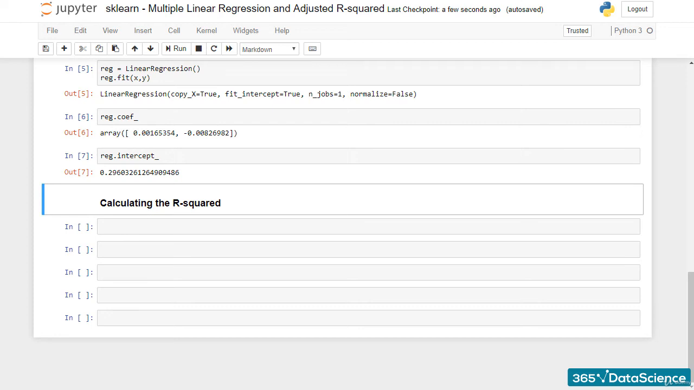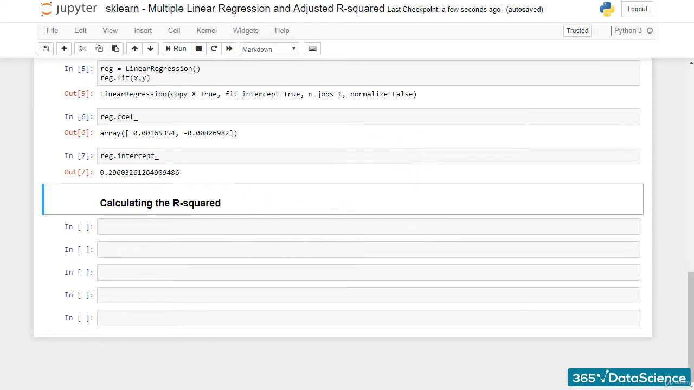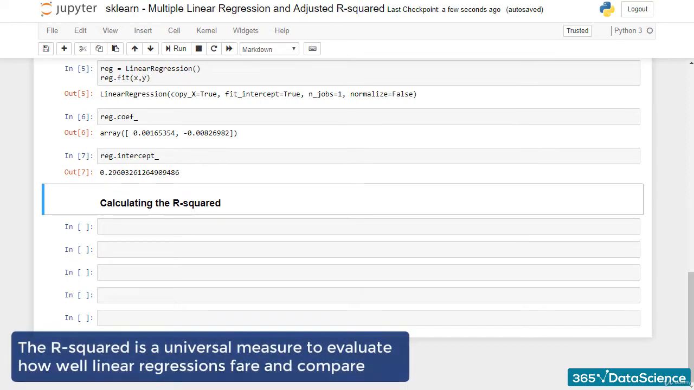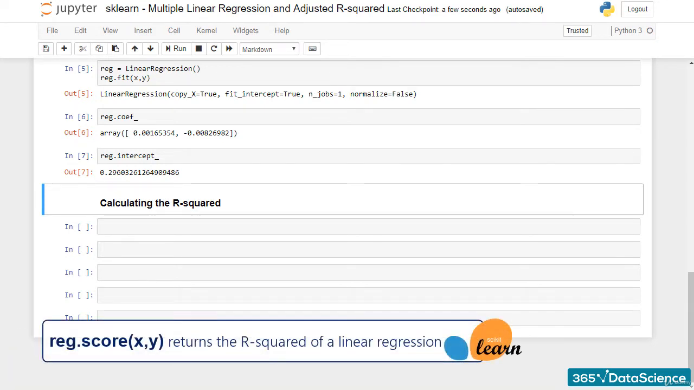Hi, and welcome to our adjusted R-squared lecture, version SKLEARN. The R-squared is one of the most common measures of goodness of fit. In other words, it is a universal measure to evaluate how well linear regressions fare and compare. Moreover, there is a very intuitive method called SCORE, which can help us with that.